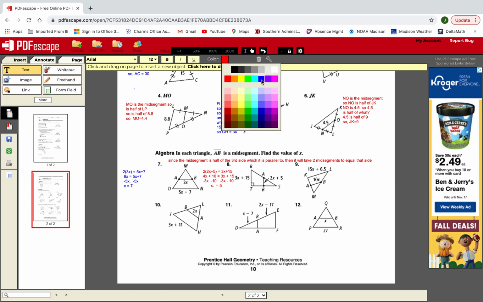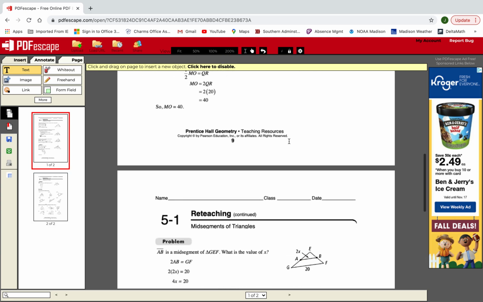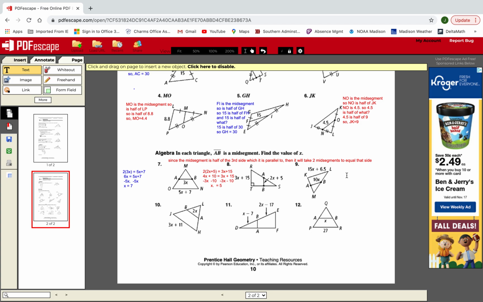Okay. And you can always rewatch this or pause it or go back if you missed what I said on any of these. On number 9, the midsegment is 10x. So we have 2 times that midsegment of 10x equals the third side that it is parallel to, which is 15x plus 6.5. So again, we're going to simplify and solve.